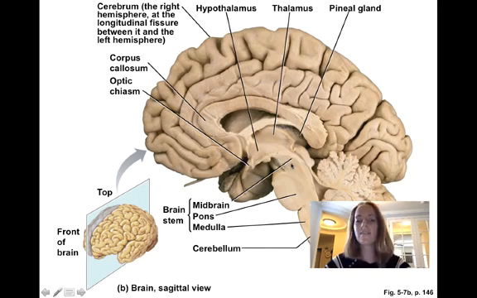And then the neck of the seahorse would be the midbrain. The belly of the seahorse is the pons. And then the last structure before we get to the spinal cord is the medulla oblongata. All of those three structures, the midbrain, pons, and medulla, make up the brainstem.